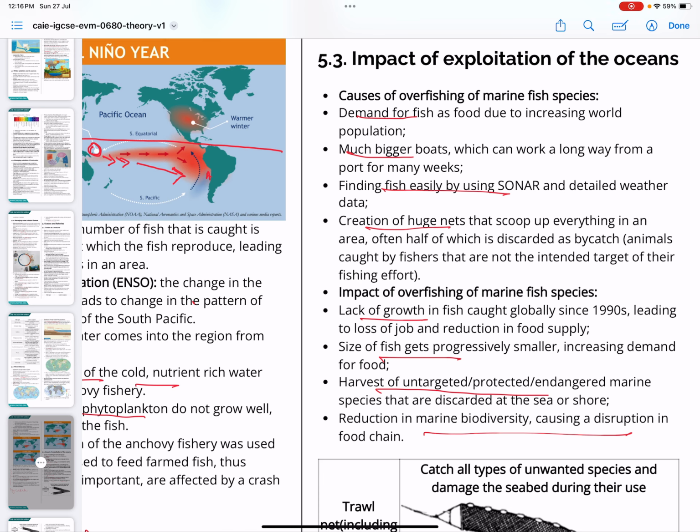We can also say that if fishing is being done during the fish breeding season, the fish breeding months are May, June, July, August. Even if fishing is being done during these months, then it is classified as overfishing, which means that a lot of fish are being caught.